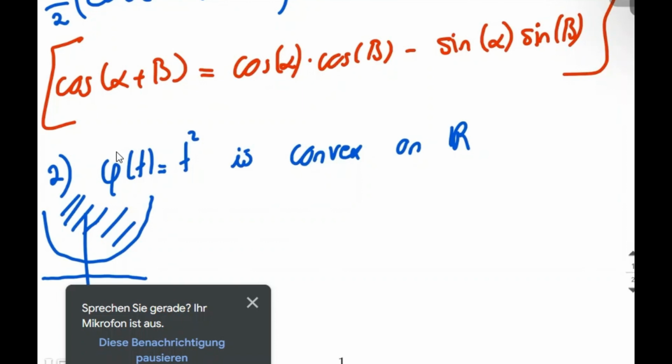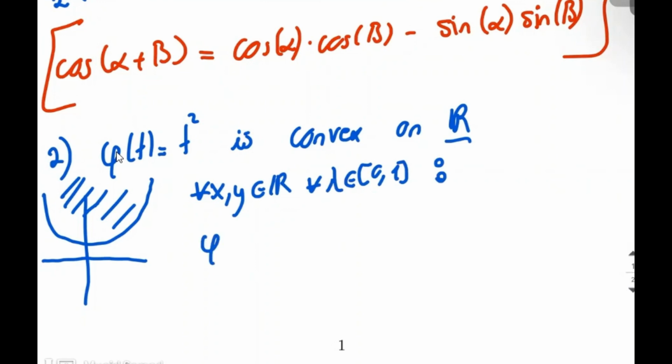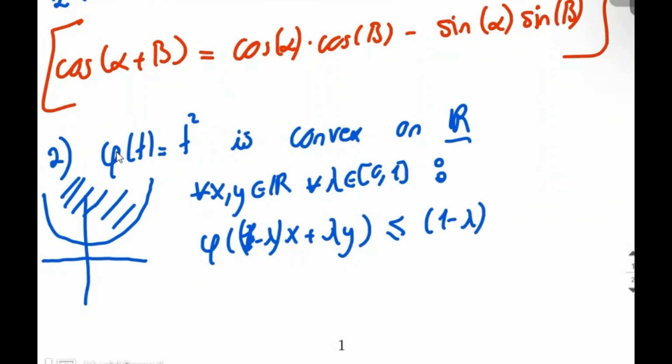In terms of a rigorous definition, we have for all x and y in the real numbers. Of course, it's just because it's convex in the real numbers. I mean, if it was convex in a smaller space, then you would have to choose that according space. And for all lambda between 0 and 1, we have the following inequality. Phi of 1 minus lambda times x plus lambda times y is smaller or equal to 1 minus lambda times phi of x plus lambda times phi of y.